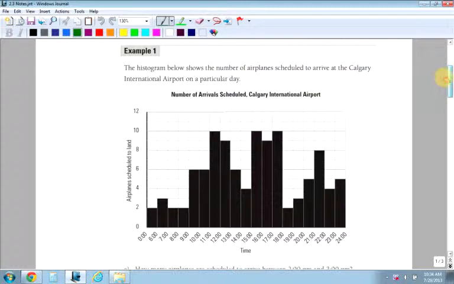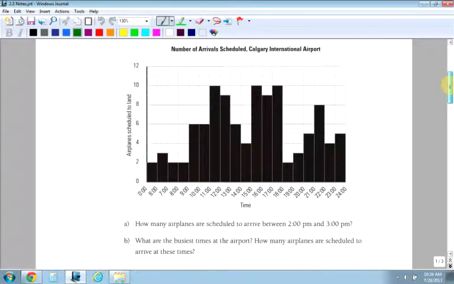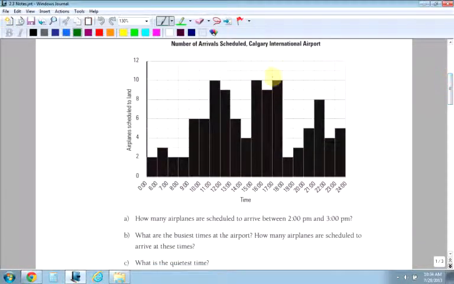So the histogram below, for example 1, shows the number of airplanes scheduled to arrive at the Calgary International Airport on a day. So here we have the number of airplanes on the y-axis and the times along the x-axis given in 24-hour time. And we can see the different numbers of airplanes that arrive. And now we're asked a whole bunch of questions based on this histogram.